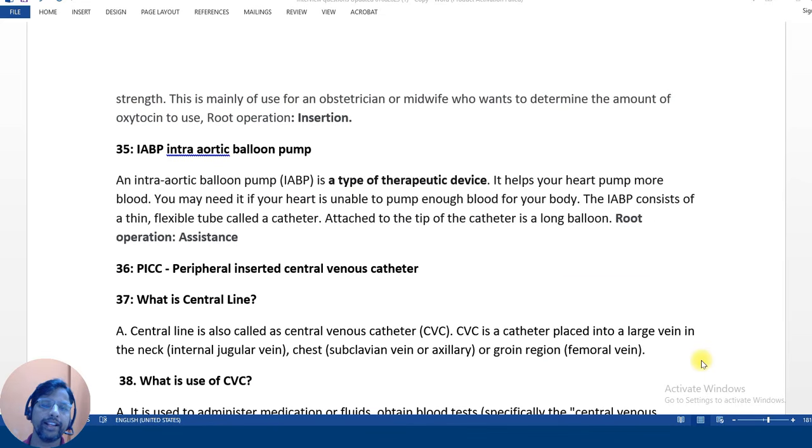What is IABP? IABP means intra-aortic balloon pump, which is a type of therapeutic device. It helps your heart pump more blood.